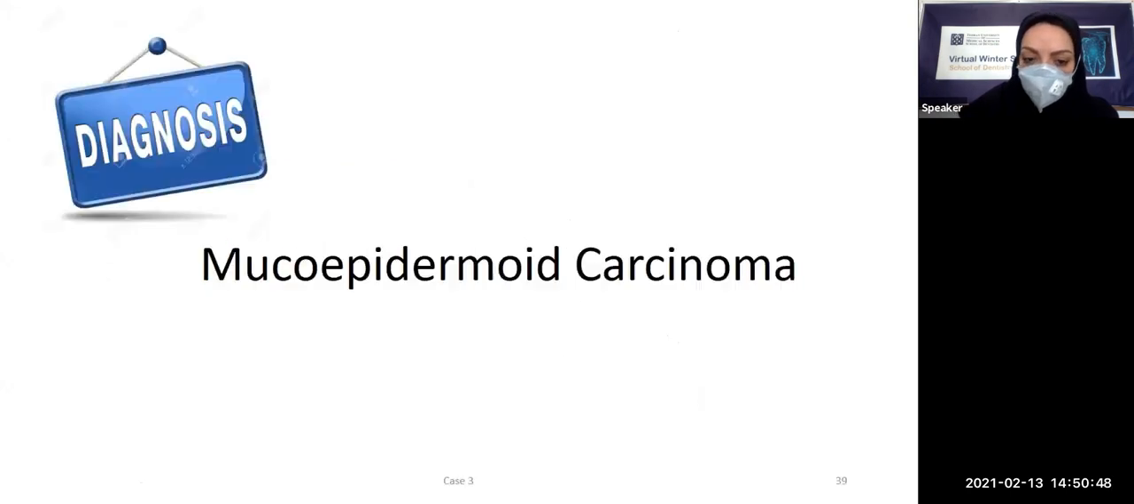Okay. As mentioned, the correct answer is mucoepidermoid carcinoma. It is a malignant. It was really a malignant lesion. The case was a true case, not artificial. It was a true case. The mucoepidermoid carcinoma, a malignant salivary gland tumor that presents itself clinically as a benign lesion inside the oral cavity.